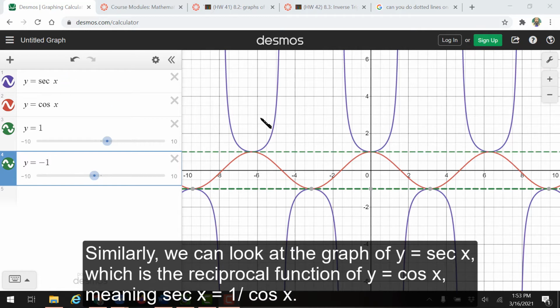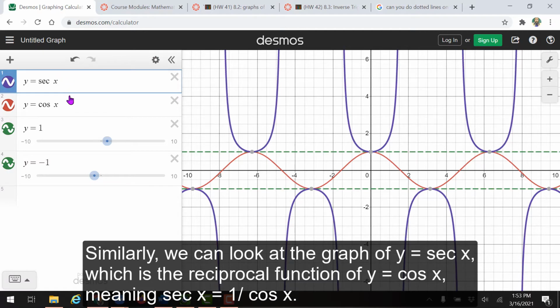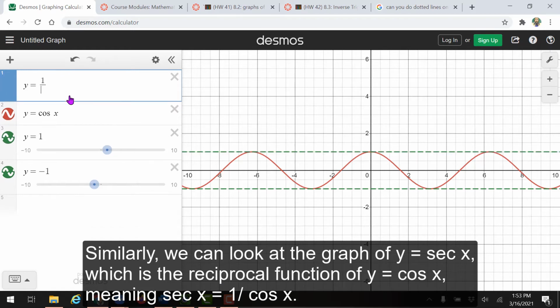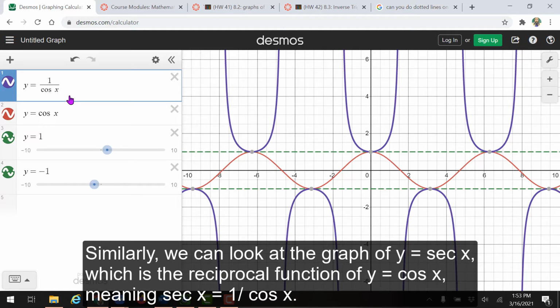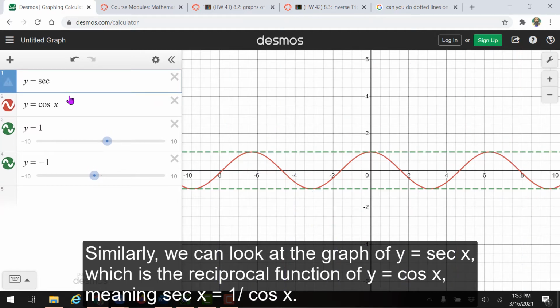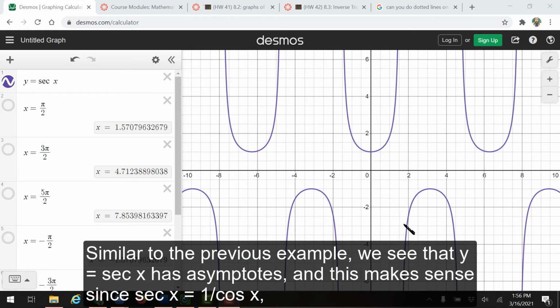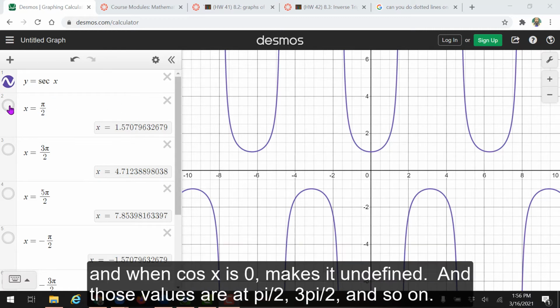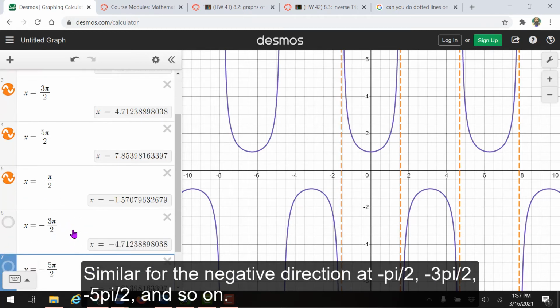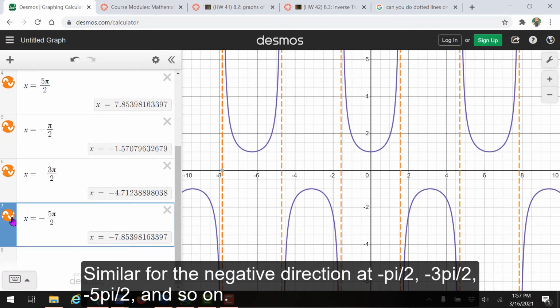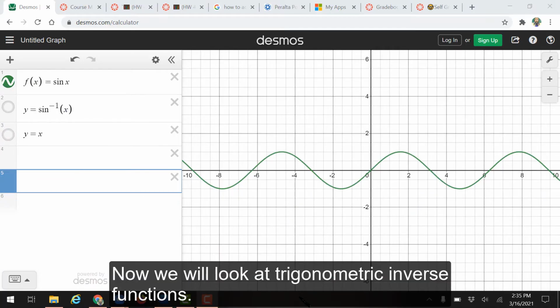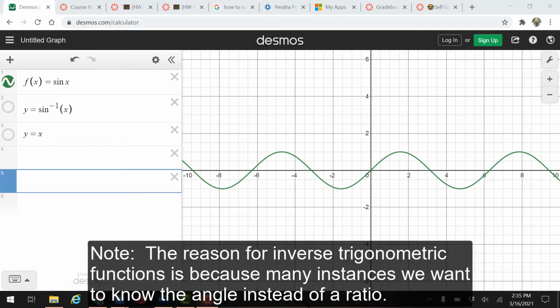Similarly, we can look at the graph of y equals secant x, which is the reciprocal function of y equals cosine of x, meaning secant x equals 1 over cosine x. Similar to the previous example, we see that y equals secant x has asymptotes. And this makes sense since secant x is 1 over cosine x, and when cosine x is 0, it makes it undefined. And those values are at pi over 2, 3 pi over 2, and so on. Similarly, for the negative directions at negative pi over 2, negative 3 pi over 2, negative 5 pi over 2, and so on. Now we will look at trigonometric inverse functions.